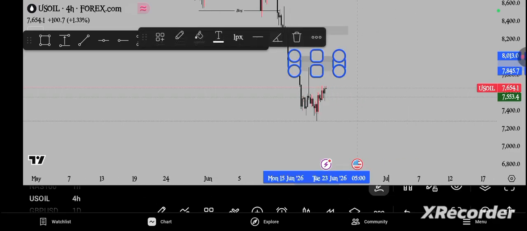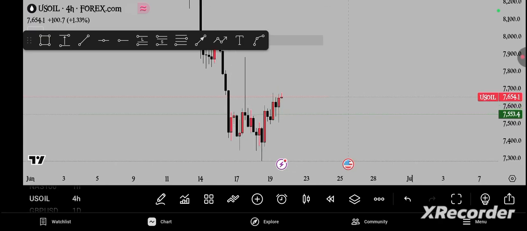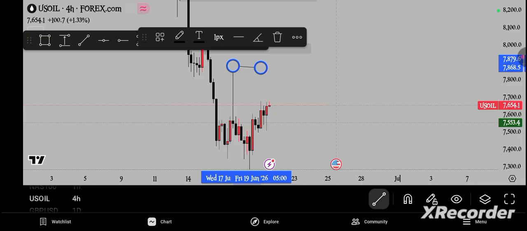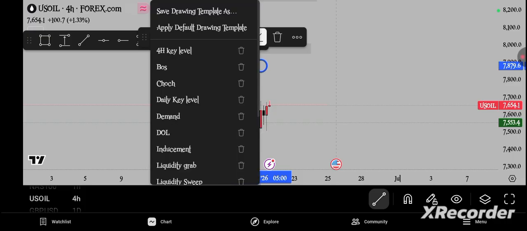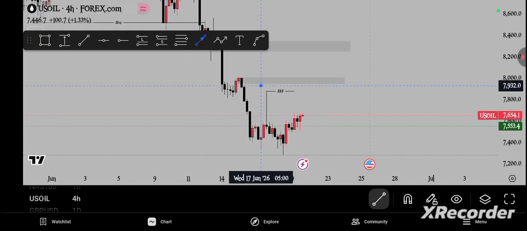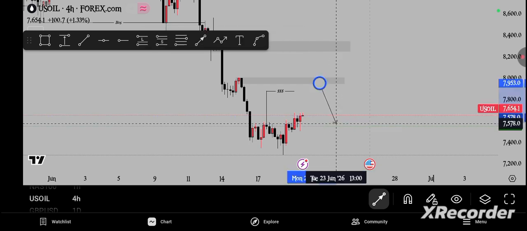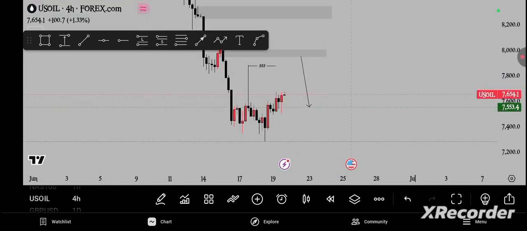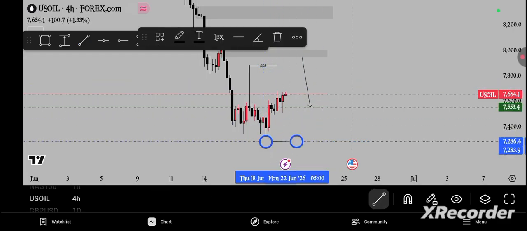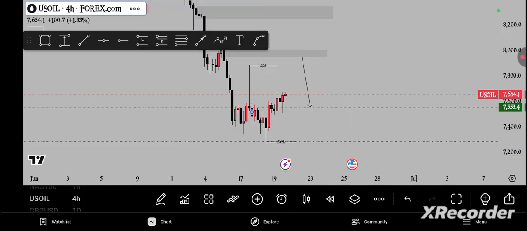Let's take out this overall one. So what I'll tag this one as is liquidity, because this was a spike during the news hours, I guess. So let's see. Hopefully price gives us a nice reaction here and we sell to the downside. So this is my draw on liquidity. Good.